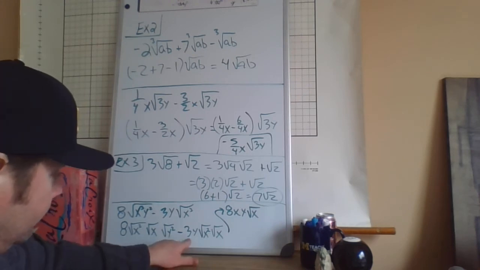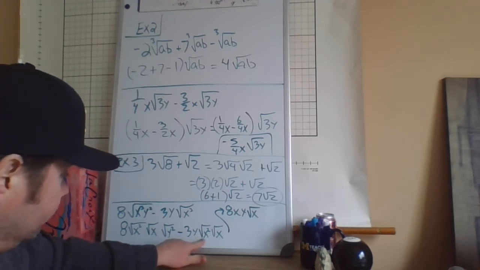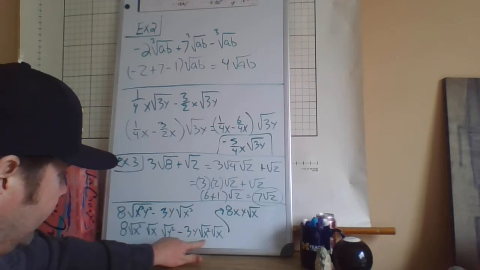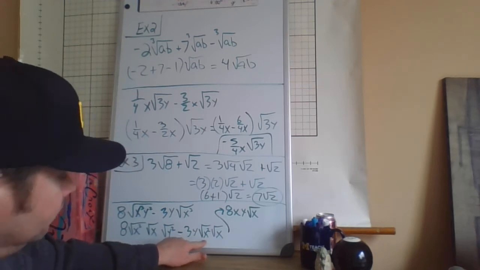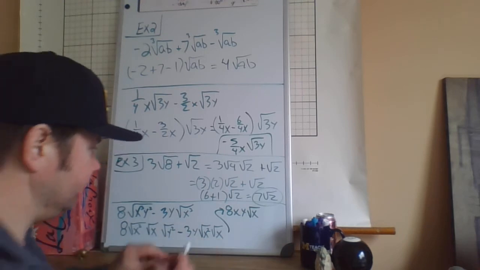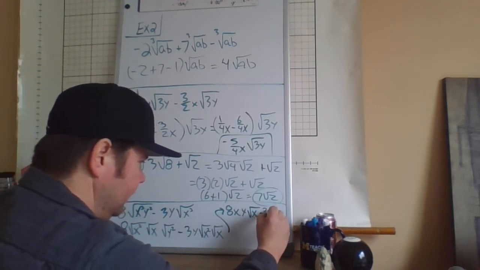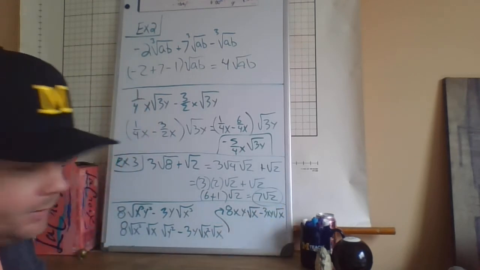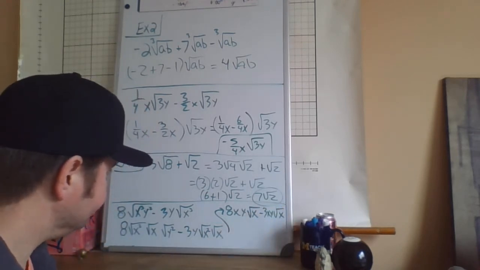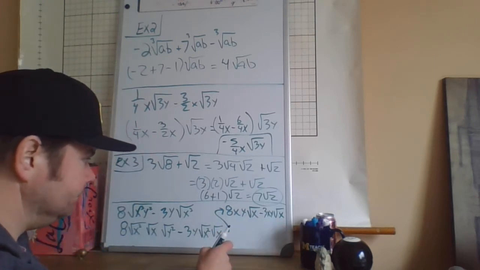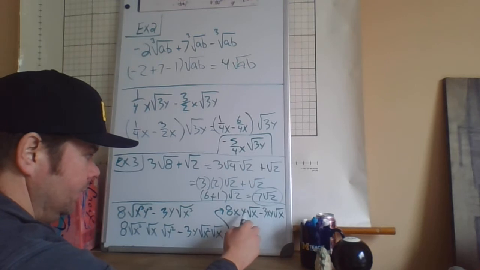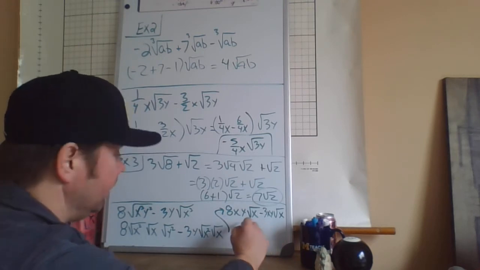Here, this is just going to be 3xy. Oh, negative 3xy, right? With the square root of x. So this is going to be negative 3xy. Ooh, can't believe I fit it in there. Yeah. So, there we go. Now we've got like radicals. 8xy minus 3xy, you said it.